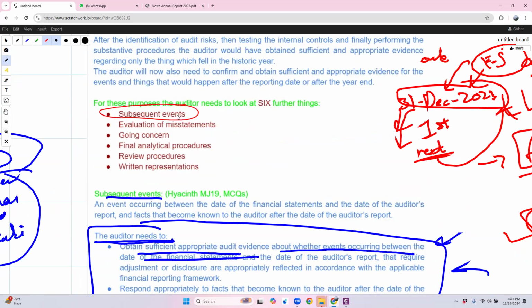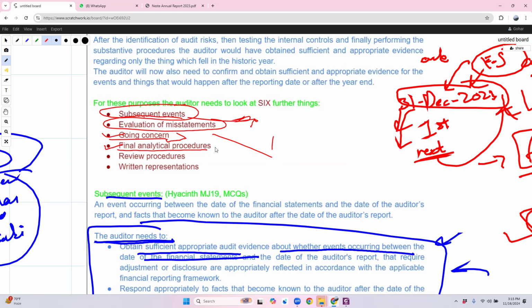So we're done with subsequent events. We're done with evaluation of misstatements as well, where we studied the different types of steps. We are done with going concern as well. We are done with final analytical procedures as well. There is nothing else within final analytical procedures.